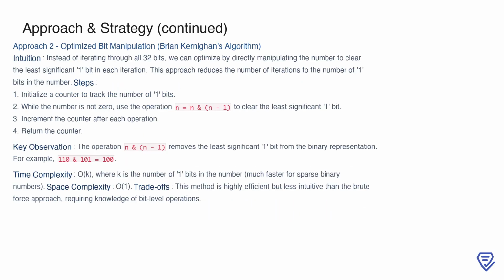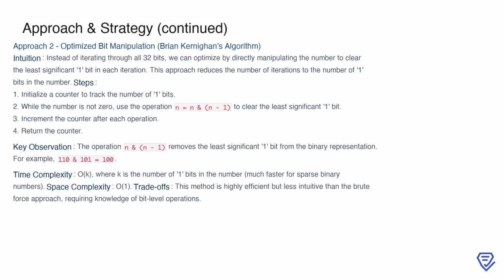A more optimized approach for this problem is Brian Kernighan's algorithm. This method eliminates the need to iterate through all 32 bits by focusing only on the 1 bits in the binary representation. The key insight here is that we can clear the least significant 1 bit in a number with the operation n = n & (n - 1). Each time we perform this operation, the total number of 1 bits in the number is reduced by 1. By repeatedly applying this operation while the number is non-zero, we count the total number of 1 bits in just as many iterations as there are ones.